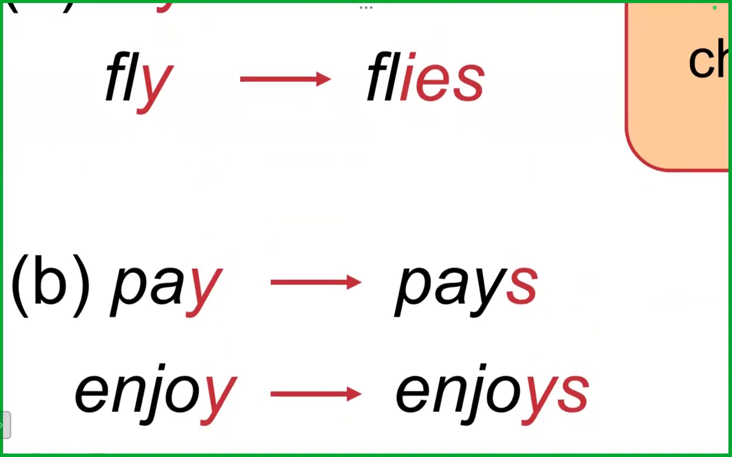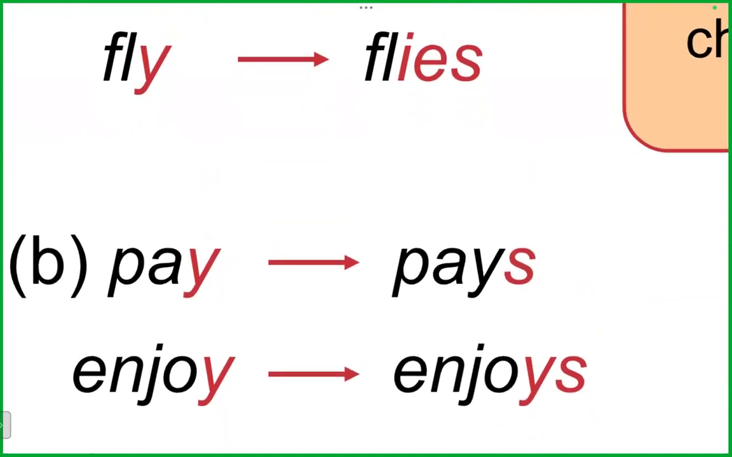It's almost the same. I want you to spot the difference. Can you see it? Yeah, so the difference is again, here we have the letter Y, but it is preceded by a vowel. A is a vowel for pay, and in the same way, this for enjoy. This is the letter Y, but it's preceded by a vowel.